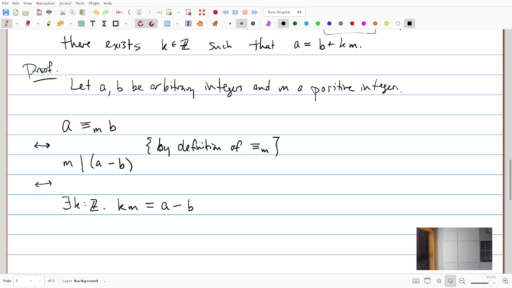Does that make sense? Right, and intuitively, A minus B is a multiple of M, or M divides A minus B, if we can multiply M by something to get A minus B, right? That's what that is. So that's what this is saying. There's something which we're going to call K, which is K times M gives us this. Okay, and this is, by definition of divisibility.